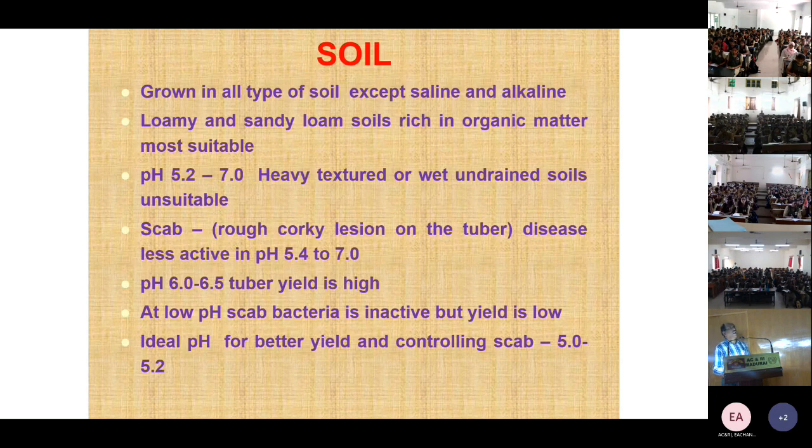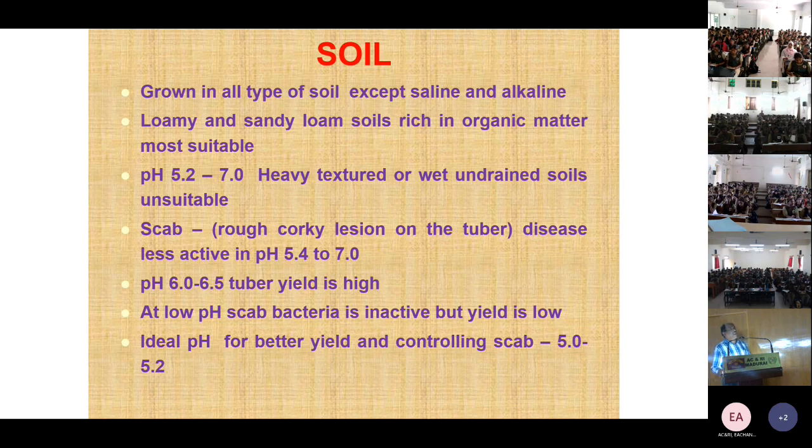Regarding the soil, almost it is grown in the sandy loam soil, which is the best for growing potato. The soil pH is very, very important, almost 5.2 to 7. So heavy textured or wet undrained soils are unsuitable.